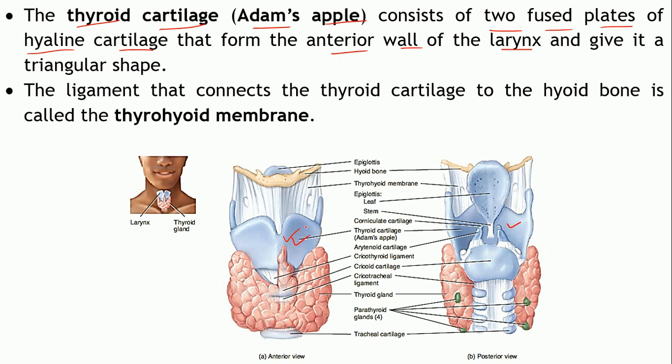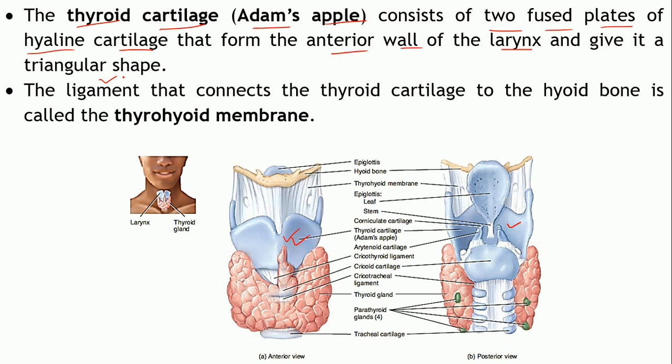Now, in between these cartilages are present certain ligaments which are connecting them with each other. Of course, the muscles are also present, intrinsic muscles, but apart from that there are certain ligaments also which are connecting these cartilages, maybe to one another or to the associated areas which are present in the vicinity.